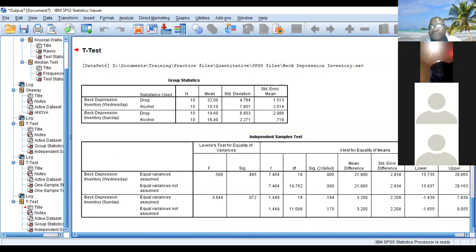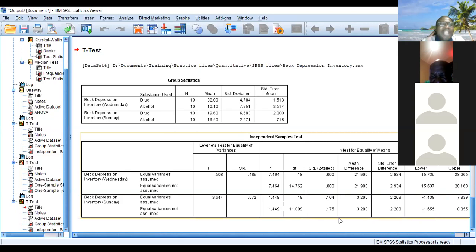So look at it. Look at the equal variance. Look at Sunday. It's not significant. Look at the T, 1.449, and look at the confidence interval from minus to plus. It's not significant on Sunday, but it's significant on Wednesday. That's just logic.